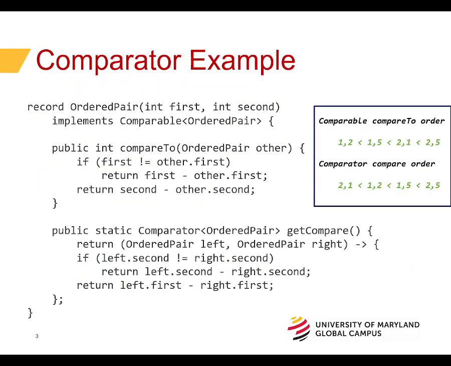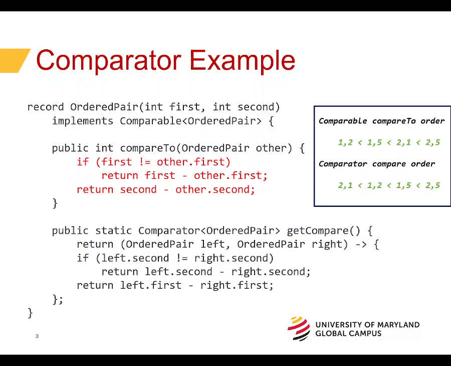Let's consider an example of a comparator, which will be the one that we will use in our sorted linked list example. We define a record named OrderedPair that defines a pair of integers and will implement comparable, but also contain a comparator. There are two fundamental ways that any pair of elements can be compared: by treating the first element as most significant or the second.